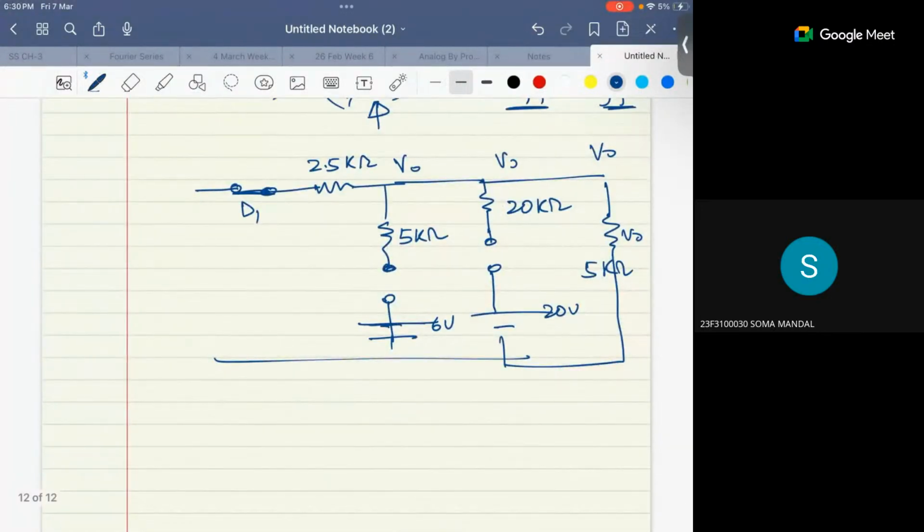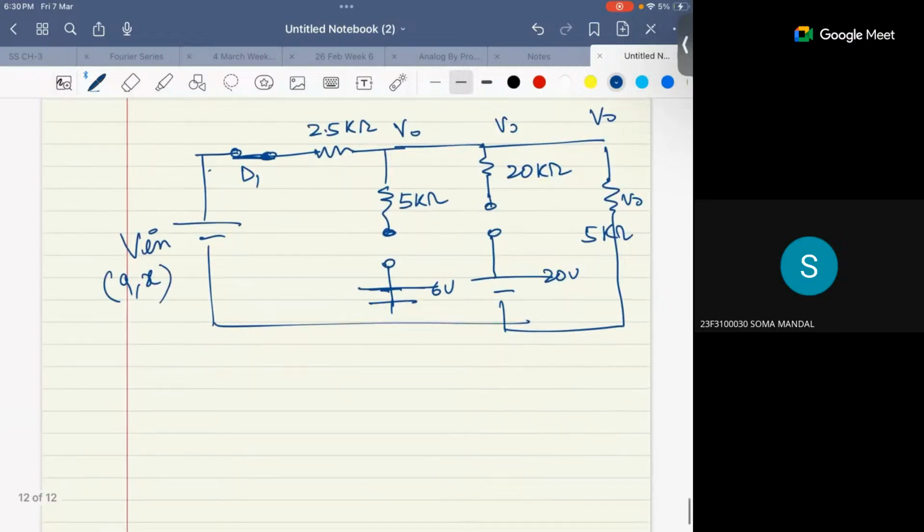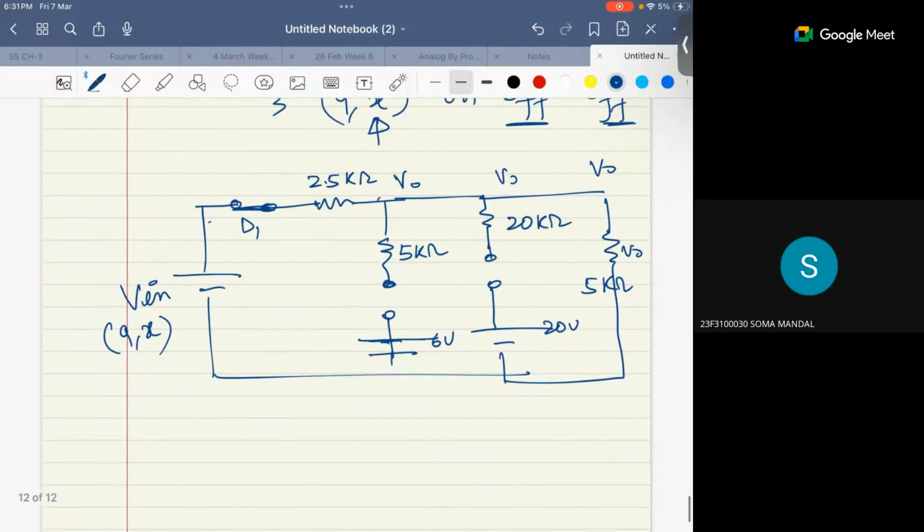Now there is only one way to pass, like V input is connected here, and V input goes from 9 to some x, right? So now if you write the equation, what will happen? V naught minus V input upon 2.5, and what else? V naught minus 0 upon 5 equals 0. What will be the value of V input now?